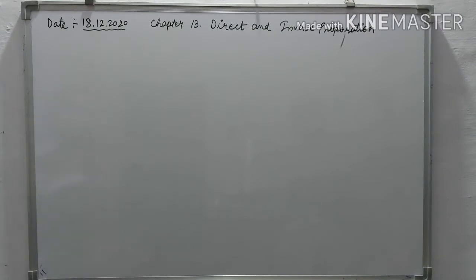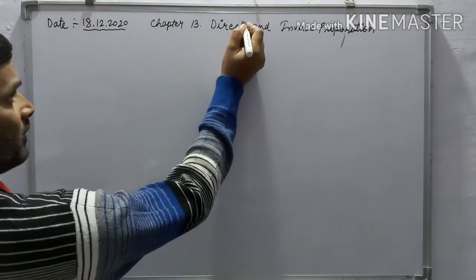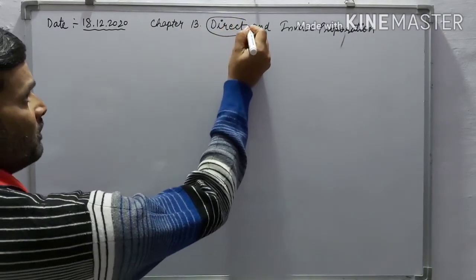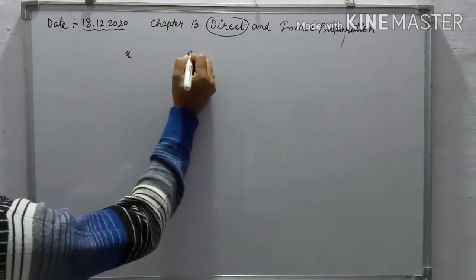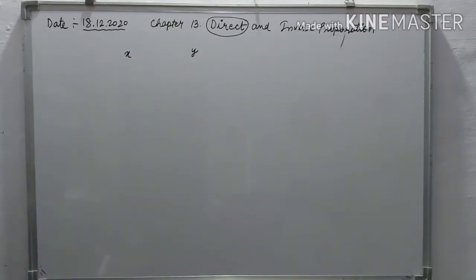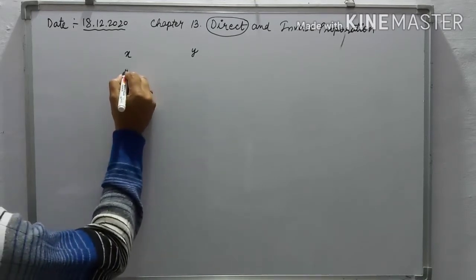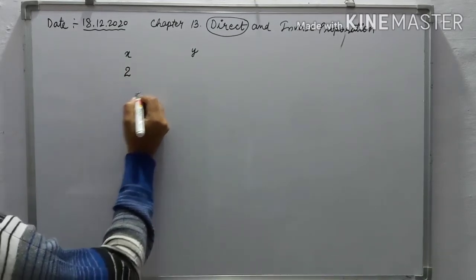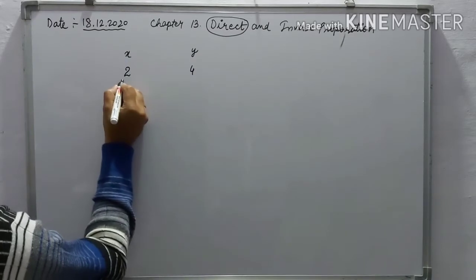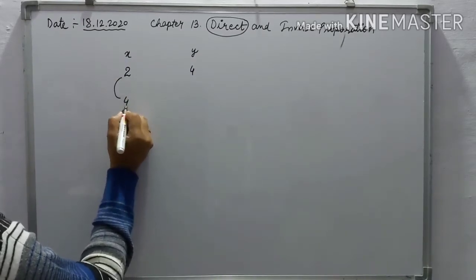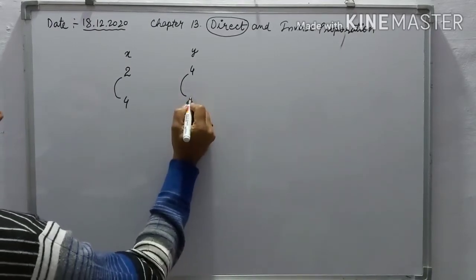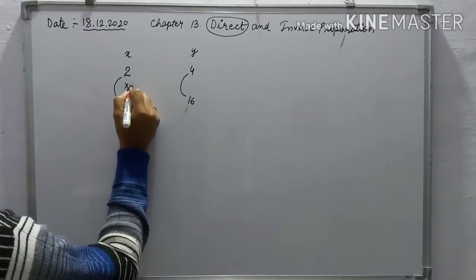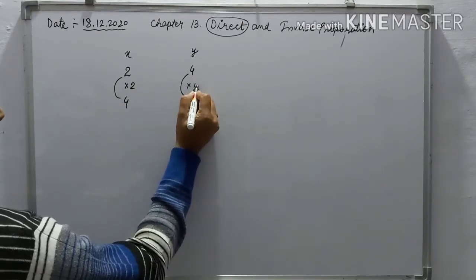Direct and inverse proportion. Today we will discuss the topic of direct proportion. Suppose there are two quantities, x and y. One quantity increases from 2 to 4, and the second increases from 4 to 16. It means they are multiplied by the same factor.